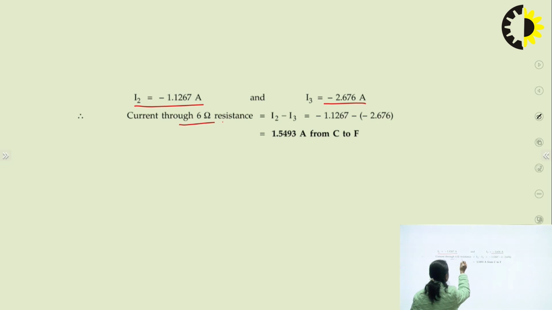So the current flowing in the 6 ohm resistance will be I2 minus I3. If you subtract this, you will get 1.5493, and the direction will be from C to F, right? So this is the required answer. This is how you can solve this question.